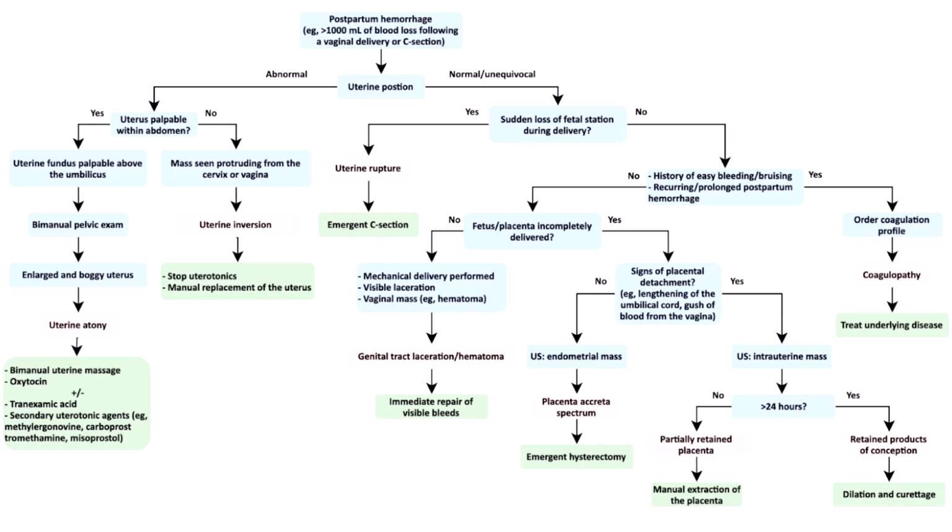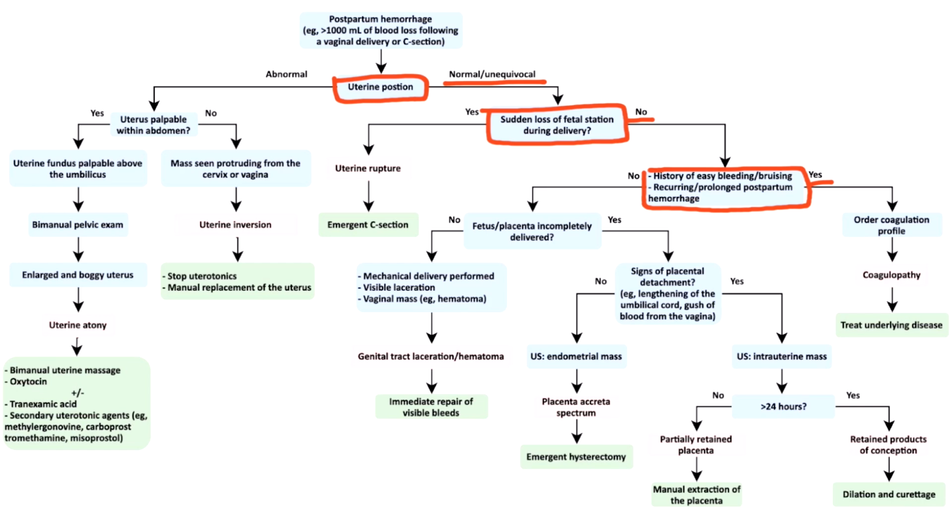For the final aspect of the algorithm, we have a patient with a normal uterine position and no loss of fetal station during delivery. However, they do have a history of easy bleeding or bruising and recurring or prolonged postpartum hemorrhage. They may describe bleeding while brushing their teeth or have very heavy periods.